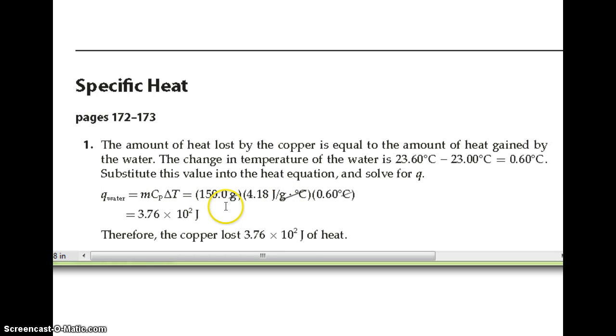So our mass is 150. We know the specific heat of water is 4.18 joules per gram degree Celsius. Our change in temperature is 0.6 degrees Celsius. Our answer is 3.76 times 10 to the 2, or in other words, 376 joules. Therefore, the copper lost 376 joules. So in this problem, they're assuming that you remembered the specific heat of water as 4.18 joules per gram degree Celsius. All right, question number 2.